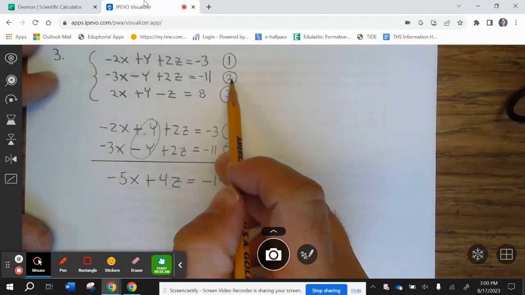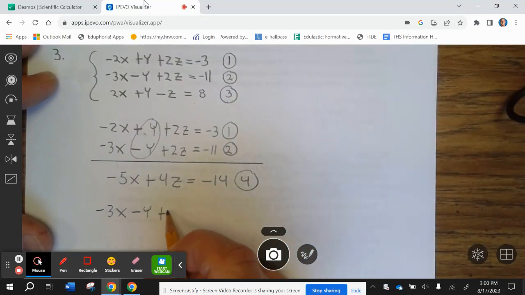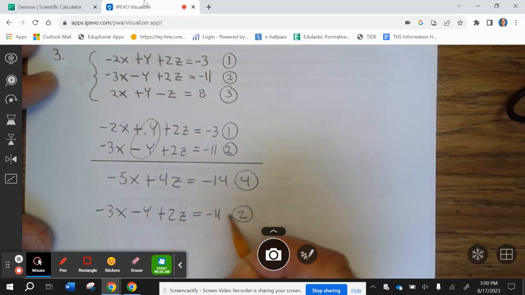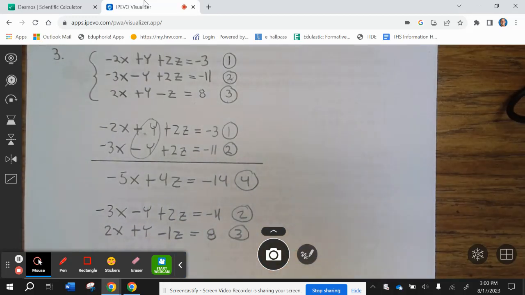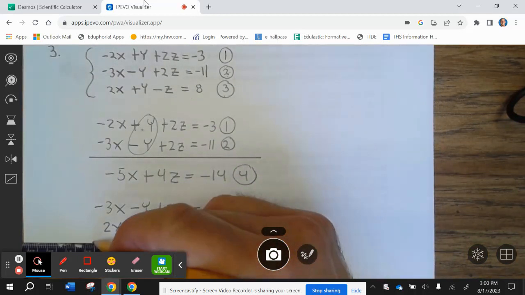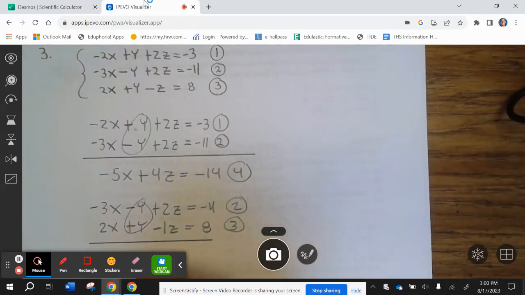Now we can combine equations 2 and 3. So that's negative 3x minus y plus 2z equals negative 11. That's equation 2. 2x plus y minus z equals 8. That's equation 3. Okay. Negative 3x, and here's this, negative 1x. That becomes 0. 2z minus z is plus 1z equals negative 3. And that's going to be equation 5.